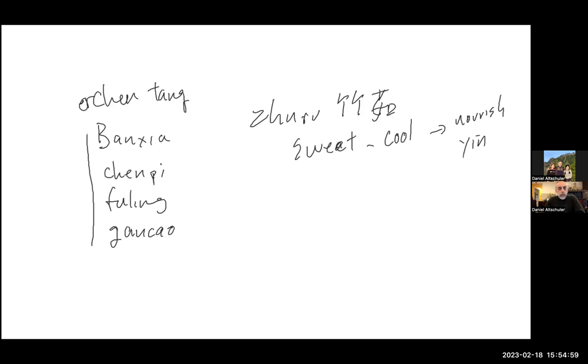Another lesser known function of this herb is to cool blood and stop bleeding. And so it has the ability to stop it if somebody is vomiting up blood or has epistaxis, bleeding from the nose, even menorrhagia. This Juru also has some noted function for that as well.